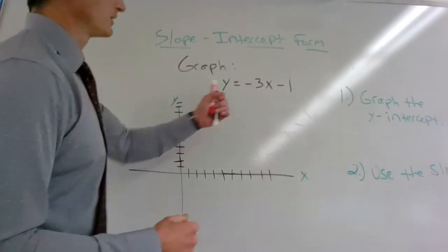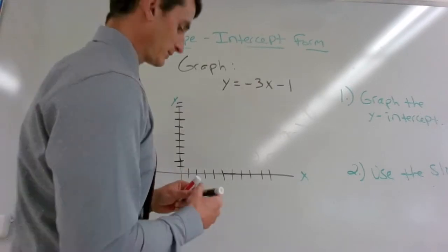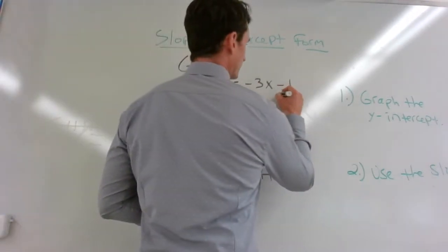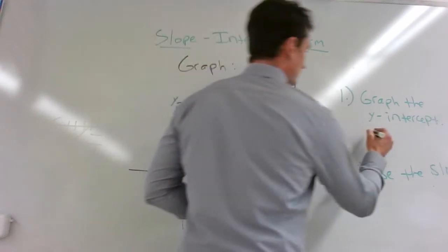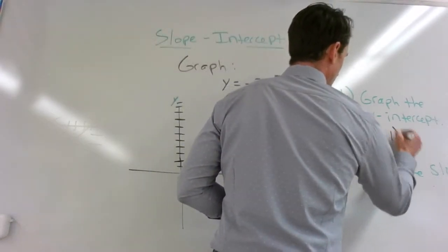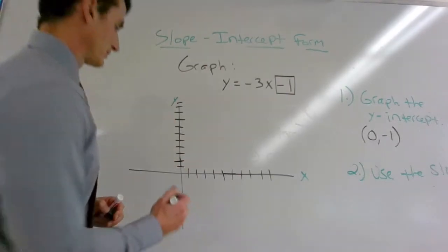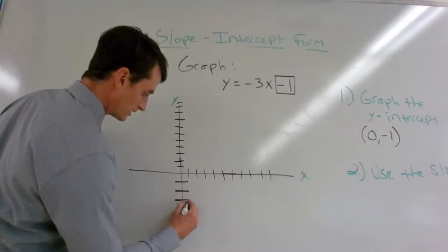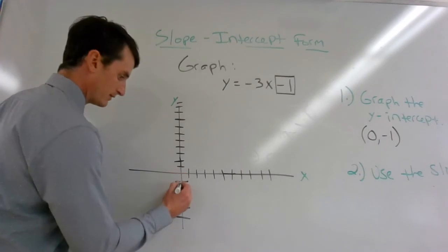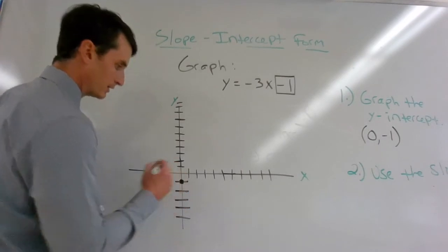Okay, now if we're asked to graph an equation like y equals negative 3x minus 1, well, again, we're going to start off with picking out the y-intercept. In this case, it's going to be 0, comma, negative 1. Because the minus makes it negative 1. Okay? So in our graph here, we are going to need to put it at 0, comma, negative 1.